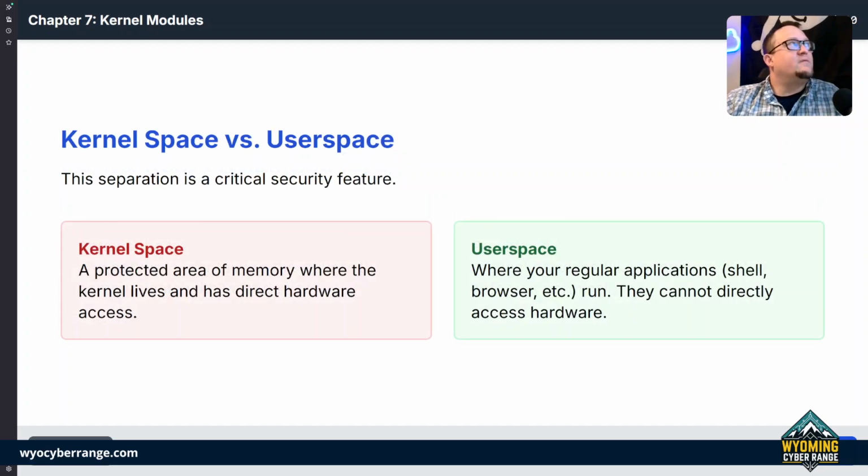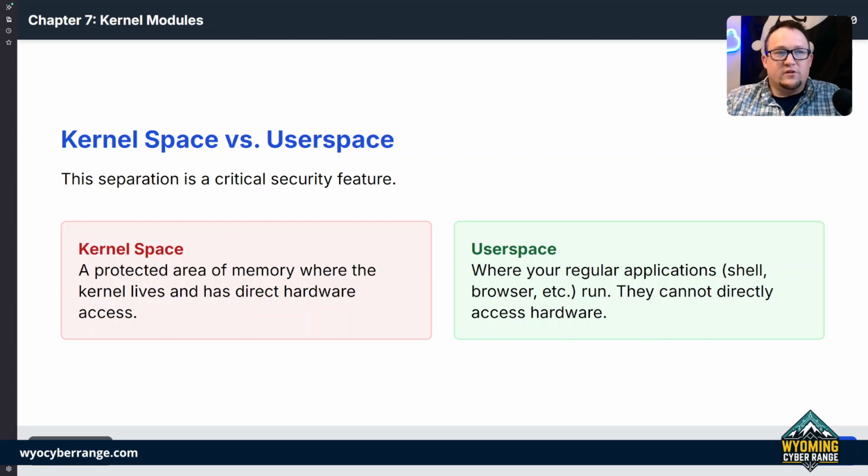So there's a couple different separations in spaces on the computer itself. We do have what's called the kernel space. The kernel space is a protected area in memory where the kernel lives. It has direct access to hardware, and this is normally not accessible directly by users. We want to protect this space at all costs, because if something gets into our kernel space, now we don't have control over it, and now they're the middleman in everything that we do.